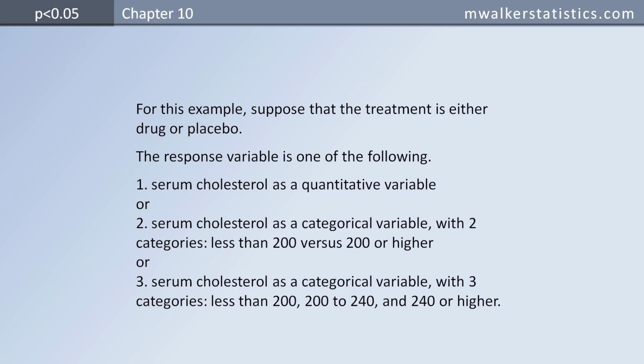For this example, suppose that the treatment is either drug or placebo. The response variable is one of the following. 1. Serum cholesterol as a quantitative variable, or 2. Serum cholesterol as a categorical variable with 2 categories, less than 200 versus 200 or higher, or 3. Serum cholesterol as a categorical variable with 3 categories, less than 200, 200 to 240, and 240 or higher.